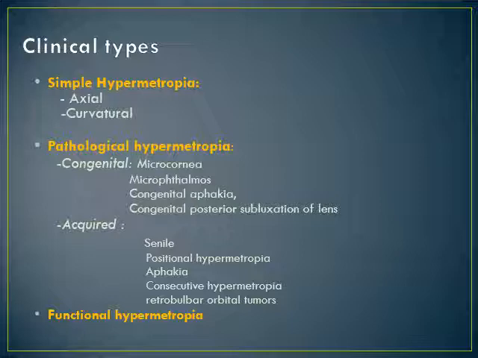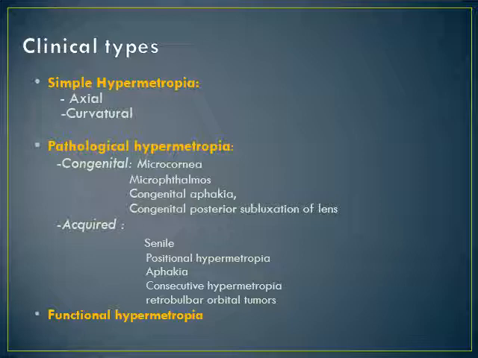In congenital there are various defects in the eye such as microcornea, that is small size of the cornea, then microphthalmos, small size of the eyeball, then congenital aphakia, that is absence of the crystalline lens, and congenital posterior dislocation of the lens. These are the congenital pathologies. Then acquired may be due to senile, that is due to the aging process. Then positional, there is posterior displacement of the lens. Aphakia, there is absence of the lens.